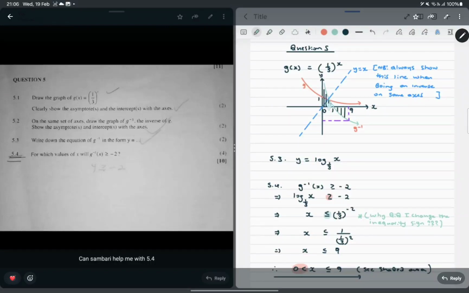But we know that the logarithmic graph never intersects the y-axis. So it becomes a vertical asymptote. So we'll see that the values of x must be less than or equal to 9, because that minus 2 is included, but greater than 0, and 0 cannot be included. So that's that solution right there.